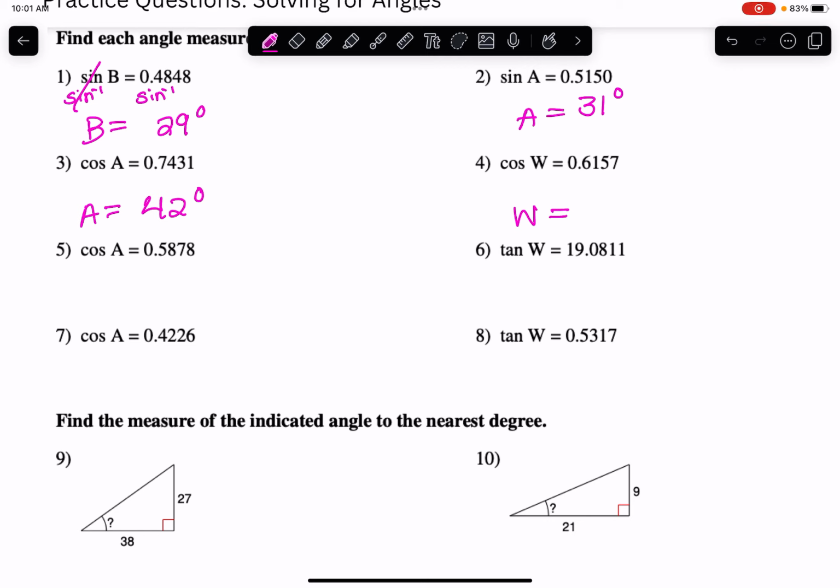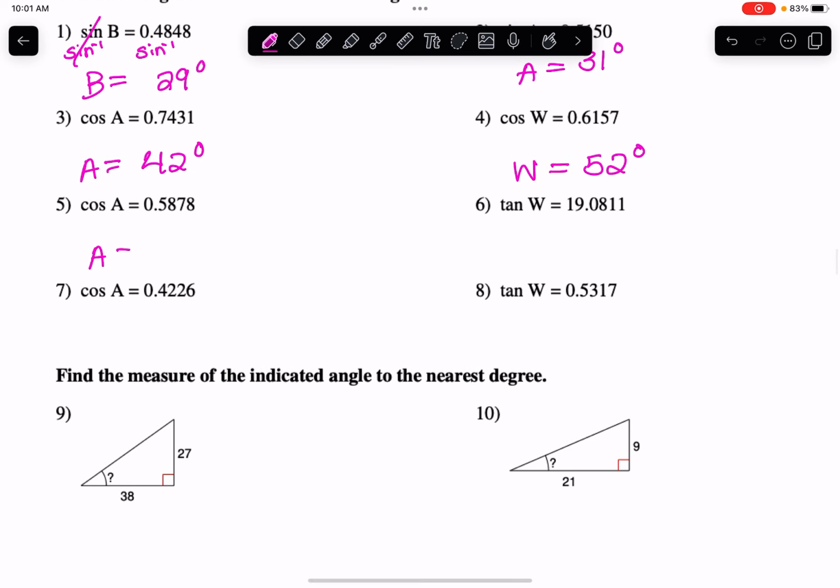So here we're doing inverse of cosine. So cosine, second cosine 0.6157. You get about 52 degrees. 5, again, we're going to be doing second cosine 0.5878. We're going to get 54 degrees.